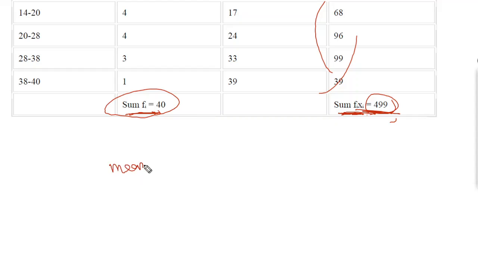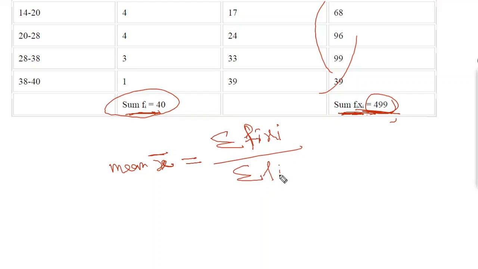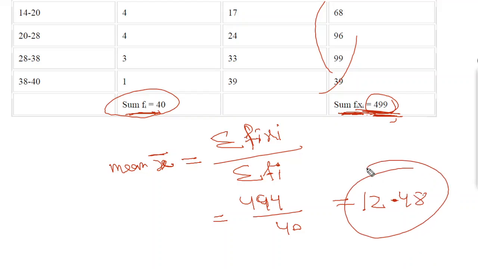Mean. We write mean like this: x bar is equal to sigma fi xi divided by sigma fi, which is equal to sigma fi xi, here 499, divided by 40, which will be equal to 12.48. Okay, so this will be your mean, 12.48.